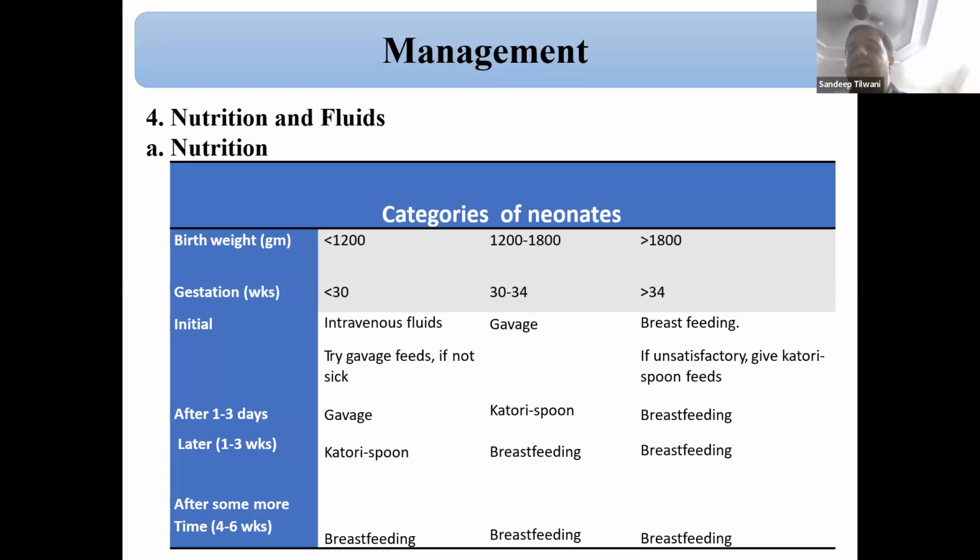And if the baby is born more than 34 weeks of gestation, definitely the first feed you go for is directly breastfeeding. Okay, so we have discussed the type of feeding to be given. Next is the mode or method by which we have to feed these babies. Third is how frequently you should feed the baby.